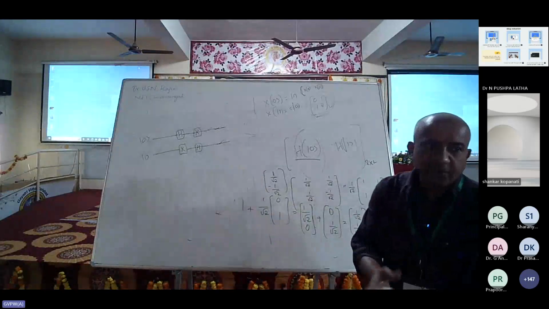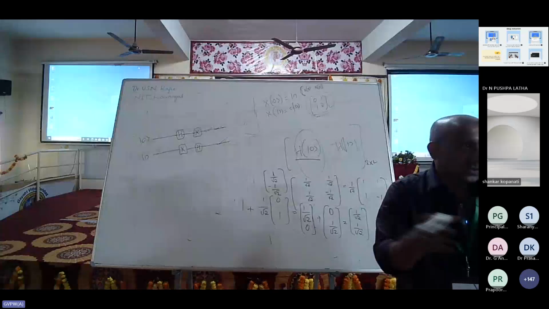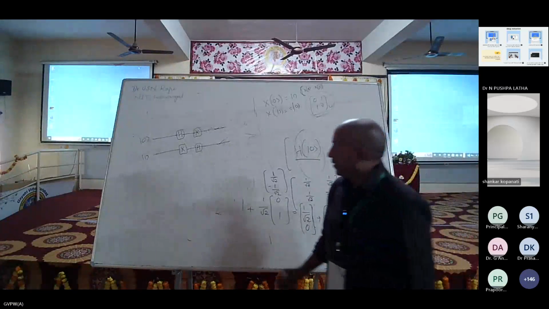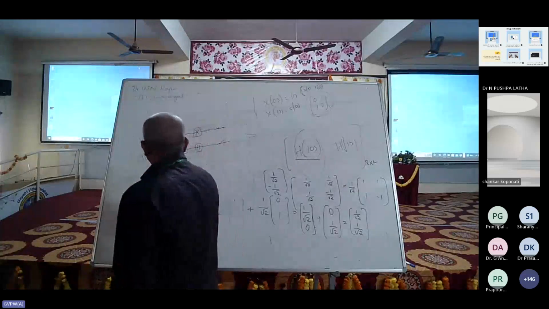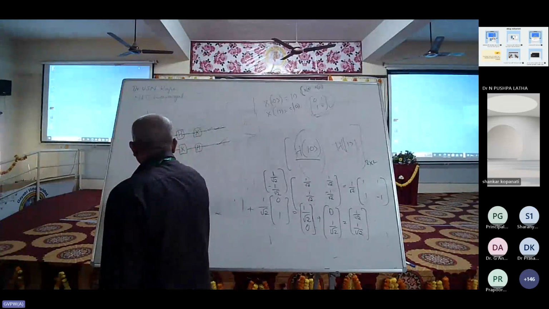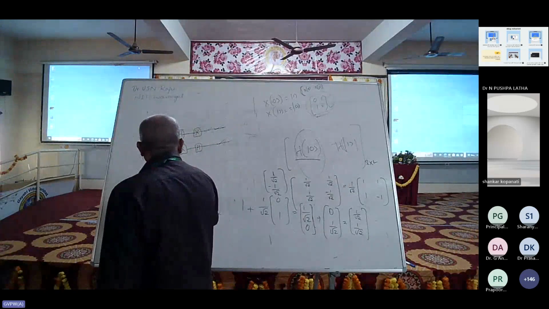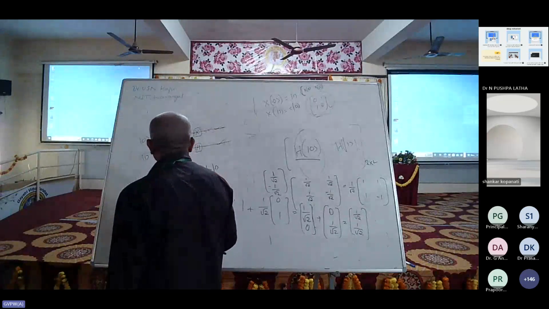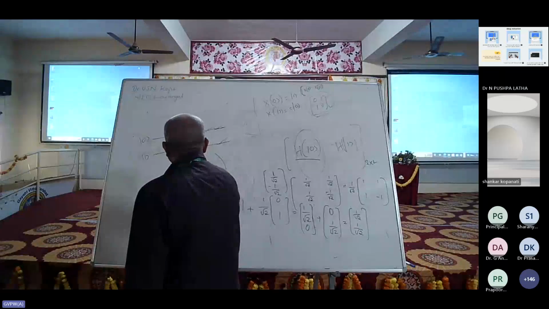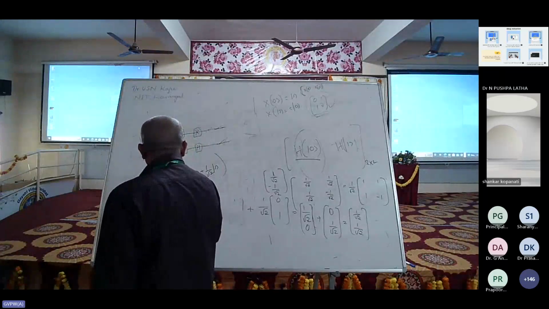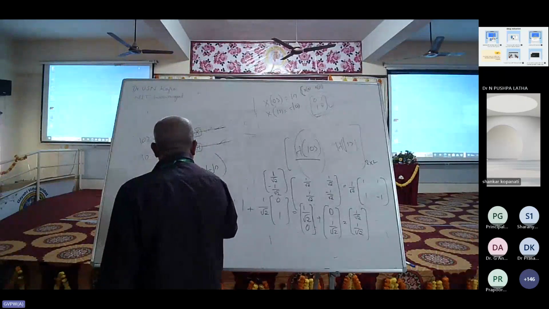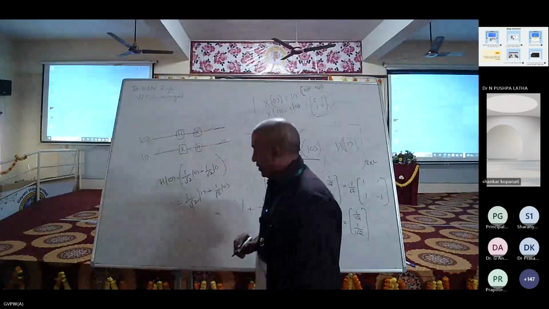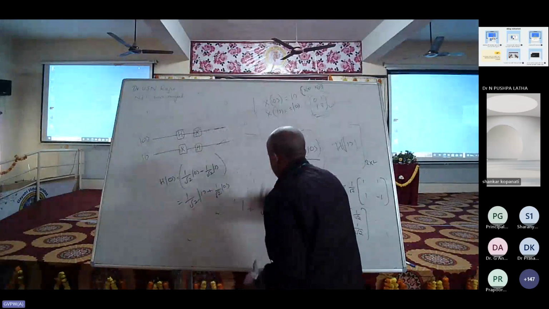Previously you have written them individually. Now I ask you to write it in sequence form. First you apply Hadamard gate, and for that you apply X gate. When you apply Hadamard gate on 0, what will you get? 1 by root 2 ket 0 plus 1 by root 2 ket 1. Now you apply X on this one. Then it will become 1 by root 2 ket 1 plus 1 by root 2 ket 0. Okay, right.